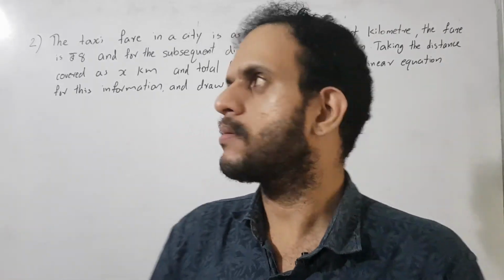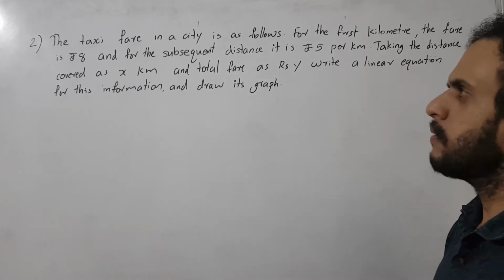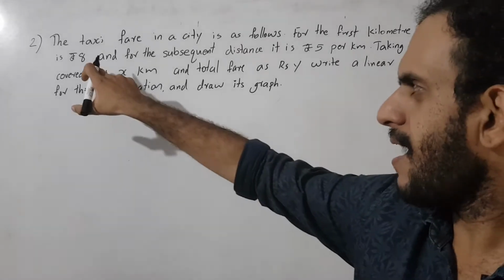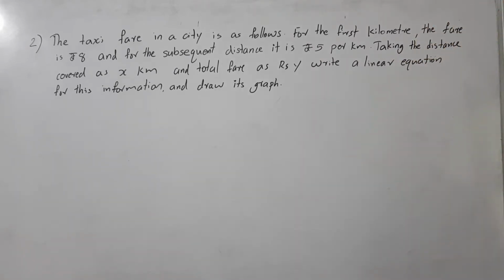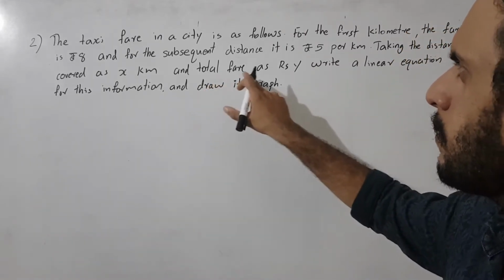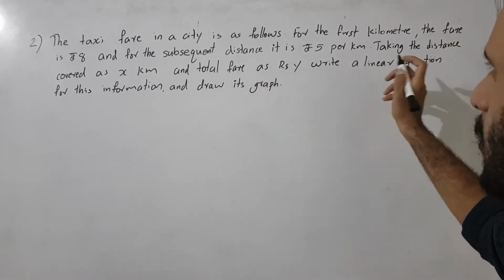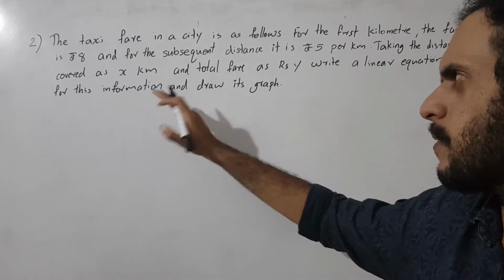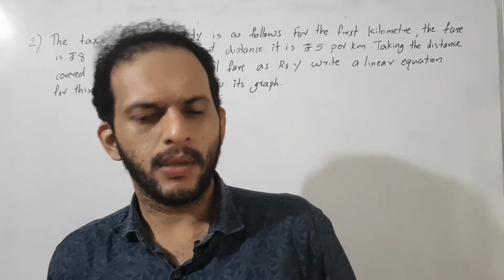ദ ക്വസ്റ്റ്യൻ ഈസ് ലൈക്ക് ദിസ്. The taxi fare in a city is as follows. For the first kilometer the fare is ₹8, and for the subsequent distance it is ₹5 per kilometer. Taking the distance covered as x kilometer and the total fare as ₹y, write a linear equation for this information and draw its graph. Okay, so it's very clear what the question is.